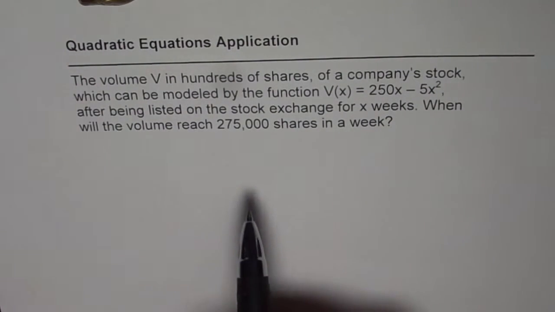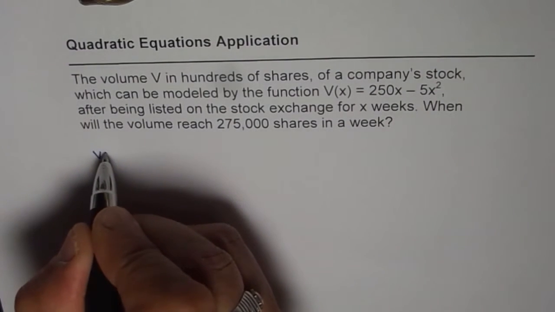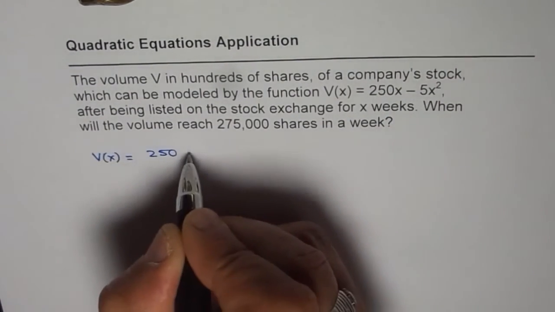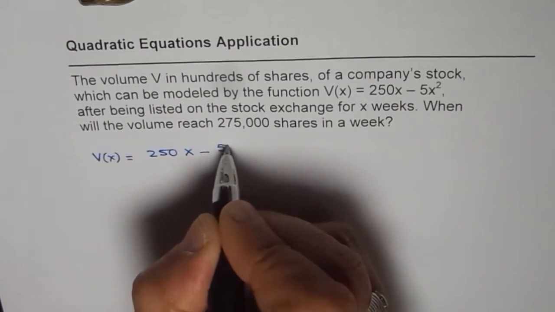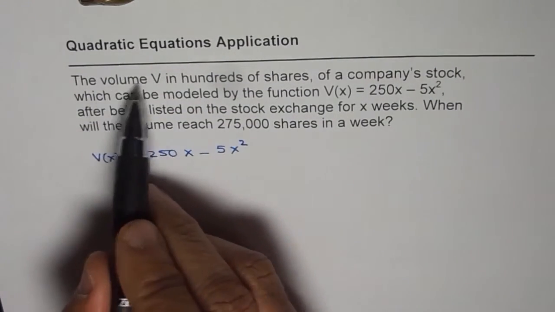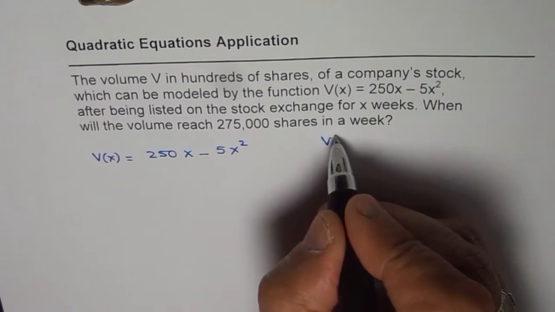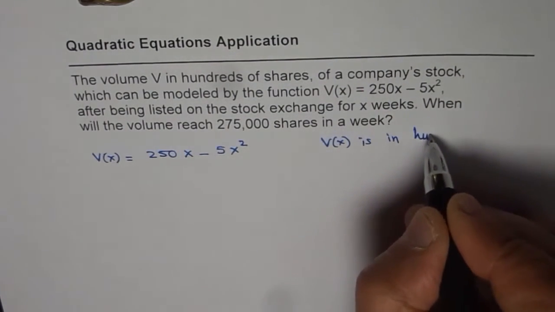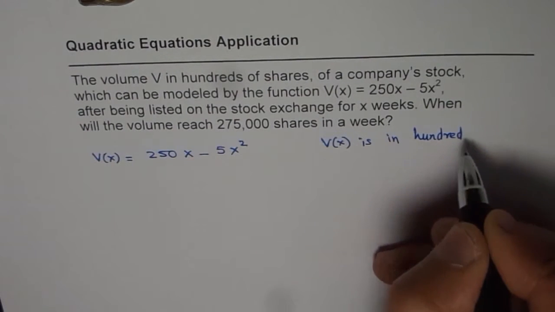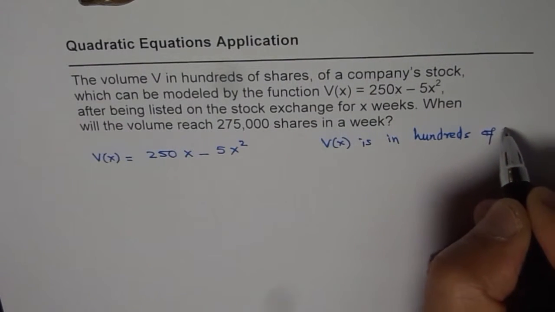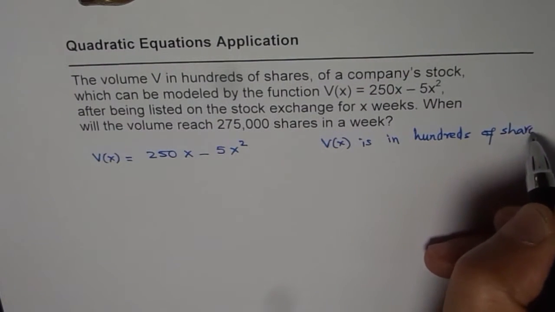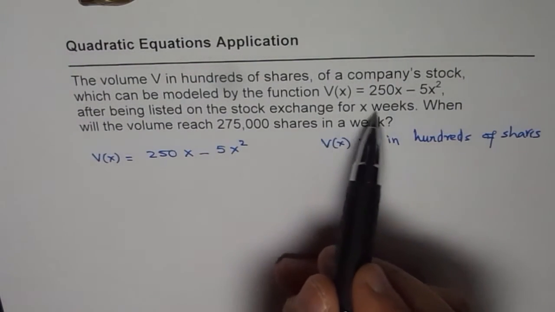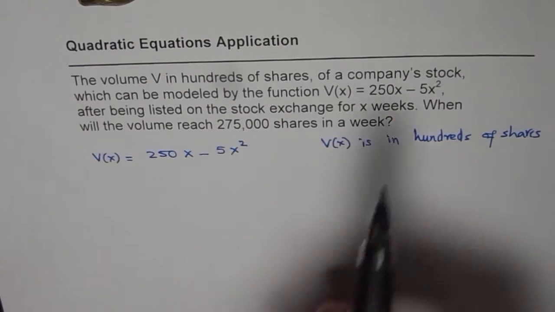Let me rewrite the formula for you. Volume V equals 250x minus 5x squared. Now volume is in hundreds of shares, so V of x is in hundreds of shares. Important, right? So look into the units here. After being listed on the stock exchange for x weeks, x is in weeks.